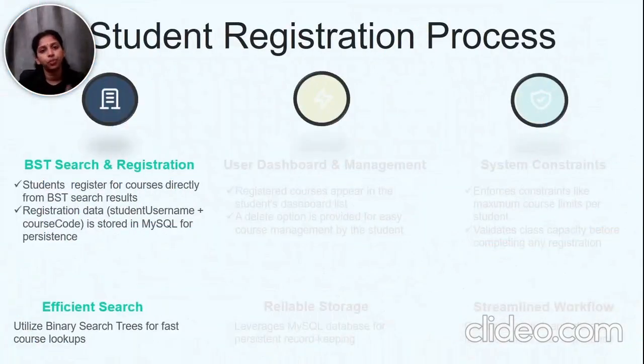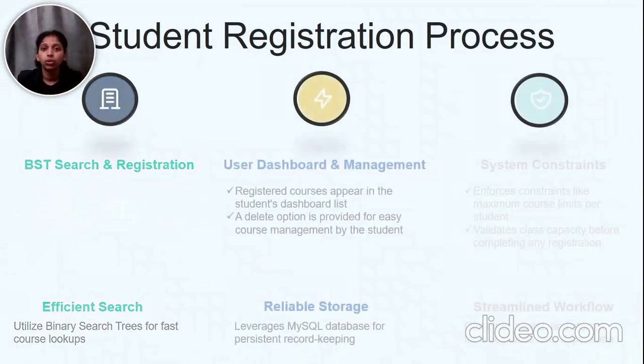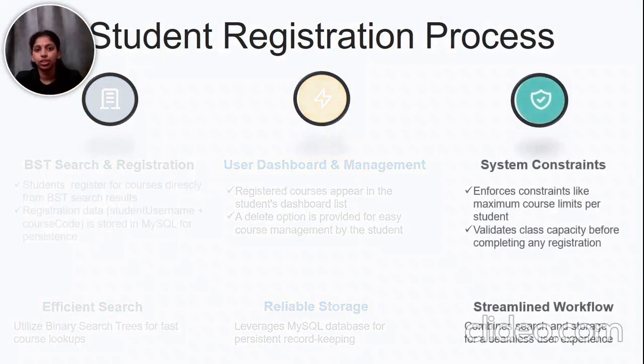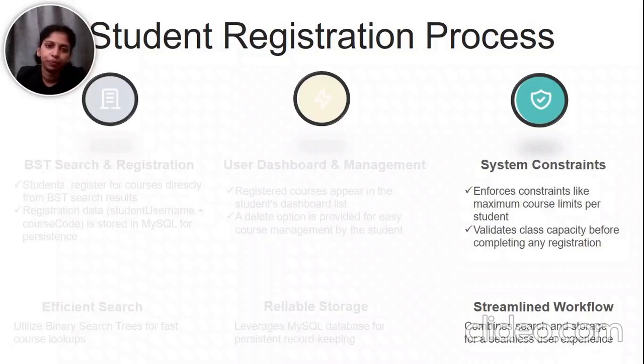Next, the student registration process. This flow is simple and user-friendly. Students start by searching for a course using the course code. If the course exists in the BST, the system displays the details immediately. The student can then click the register button to add the course to their registration list. All the registration data is stored in the MySQL database. Students can also view all the courses they have registered for, and if needed, they can delete a course from their list. This deletion function updates the database and refreshes the interface in real time.